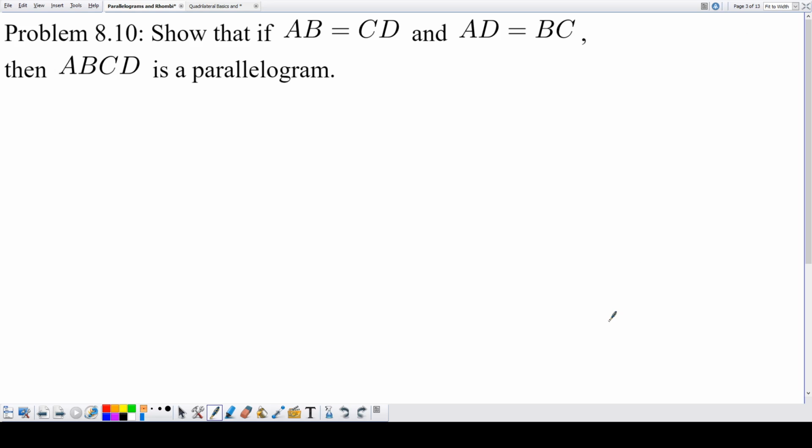Hello again. Now, let's look at problem 8.10. Show that if AB equals CD and AD equals BC, then ABCD is a parallelogram.